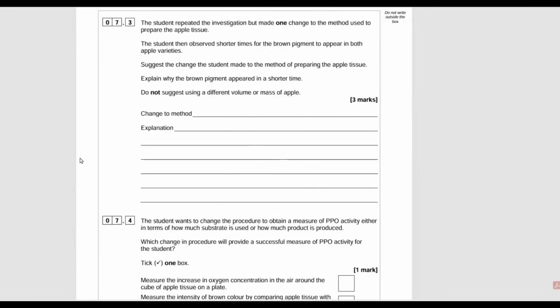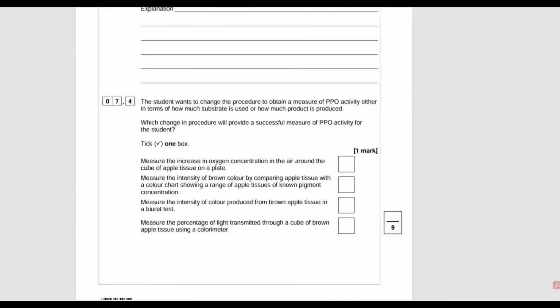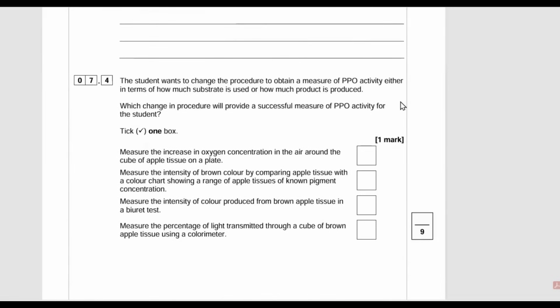Now let's go down to 7.4. And this is the last one of the question. Let's zoom in. It's a little multiple choice MCQ. The student wants to change the procedure to obtain a measure of PPO activity, either in terms of how much substrate is used or how much product is produced. So they want to change the method, the procedure, same thing, to actually get a quantitative measure rather than just looking at the brown pigment. Which change in the procedure will provide a successful measure of PPO activity for the student?